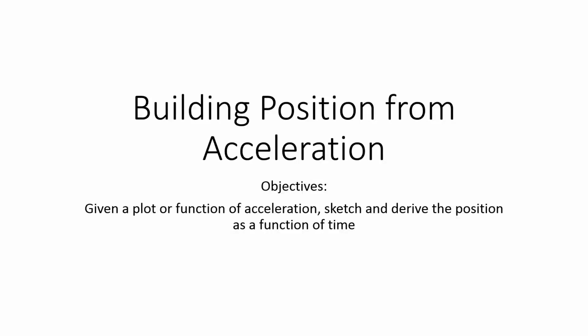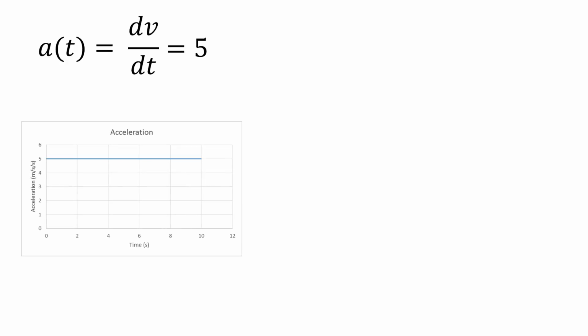The goal of this video is to work backwards from a given acceleration to determine what the position as a function of time must look like. We start with some acceleration, defined as the derivative of velocity with respect to time. To begin, we'll assume the acceleration is constant with respect to time, forming a flat line at a given value, in this case 5 meters per second squared.